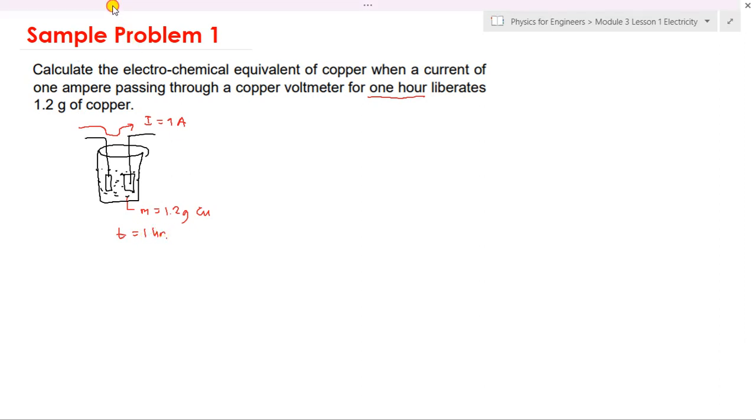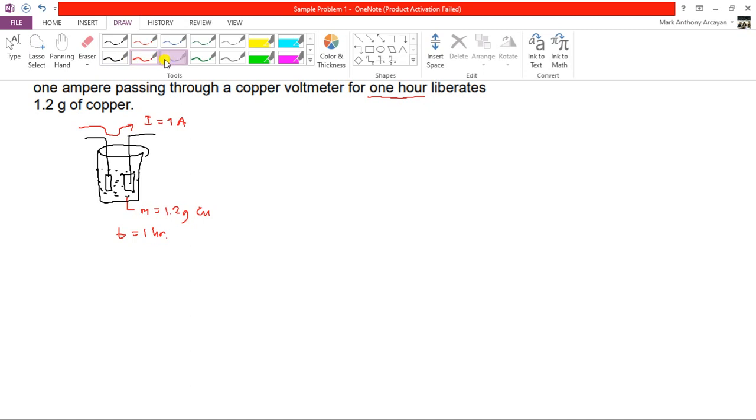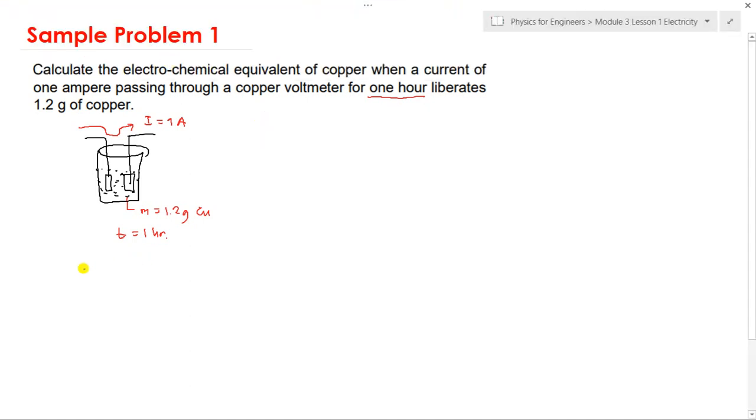So these are the important data we need. Then we're going to write the requirements here. Required is we're going to solve our electrochemical equivalent, that is ECE or the Z. Okay, the Z. So let's solve for this one.